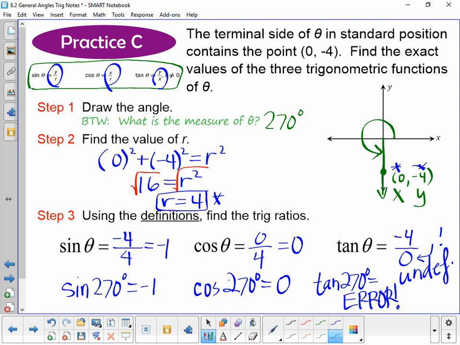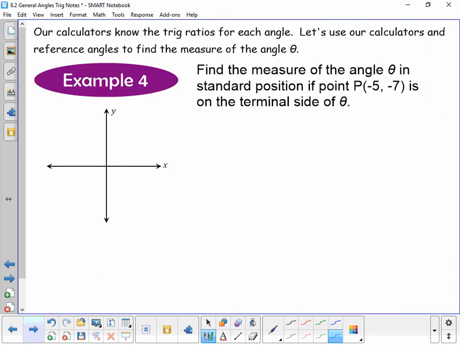Okay, so I want to do one last type of problem with you. Our calculators, like we just verified on those problems, know these sine and cosine values, even for angles that are obtuse and not included in a right triangle. So we can actually use our calculators and this idea of reference angles to find out what theta is if we know something about it. And we're going to use this idea of a point on the terminal side of the angle.